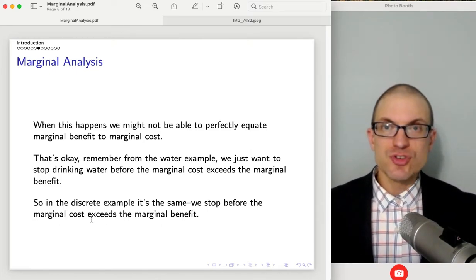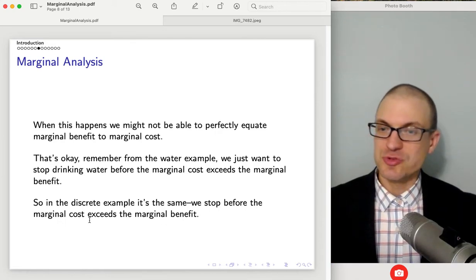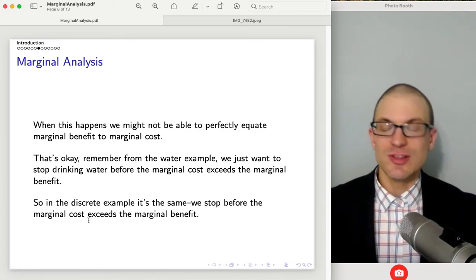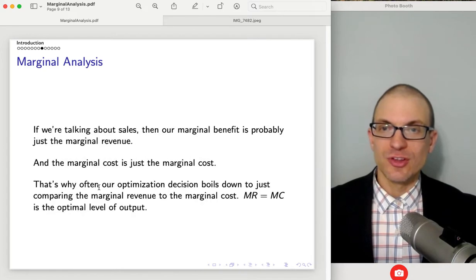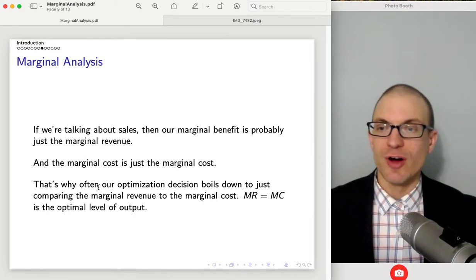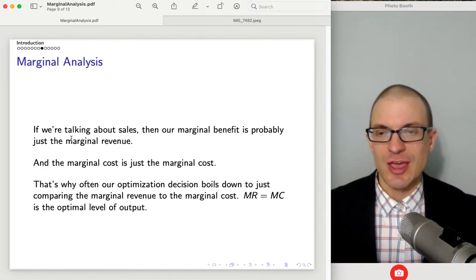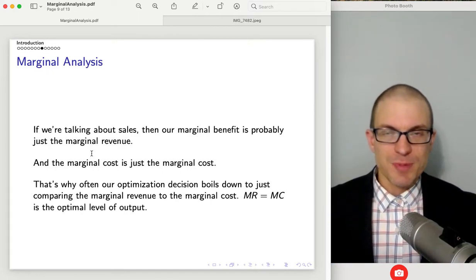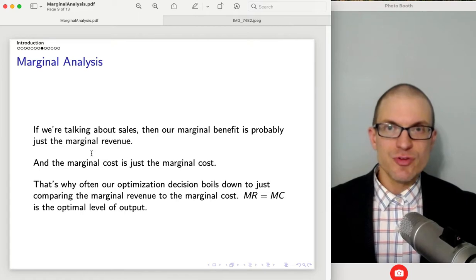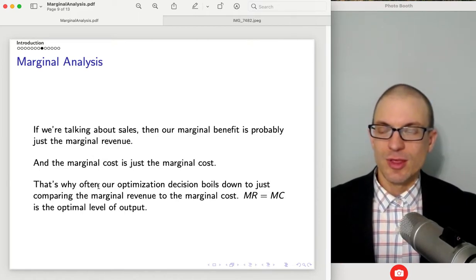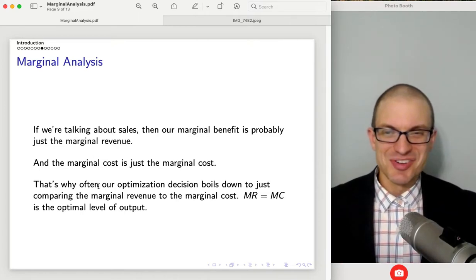As long as the marginal benefit is greater than the marginal cost, we're feeling good, and we're going to add those units. But once the marginal cost exceeds the marginal benefit, we've gone too far. Now, if we're thinking about other things in business, maybe we're thinking about sales. Our marginal benefit is probably just the additional marginal revenue from selling that additional unit of output. Marginal cost, still the marginal cost.